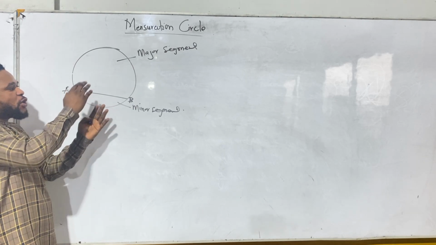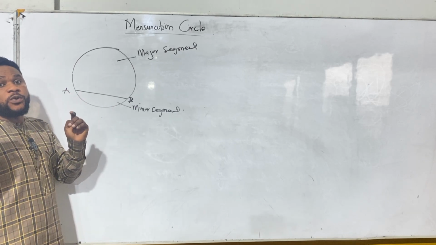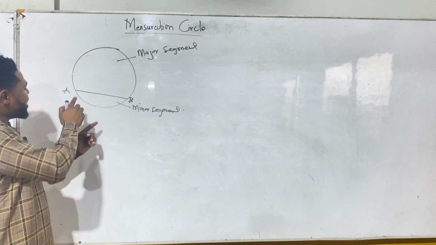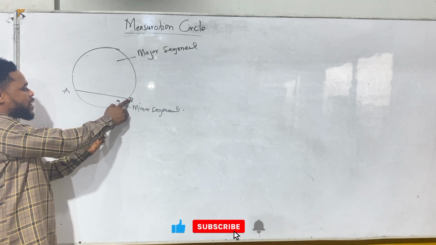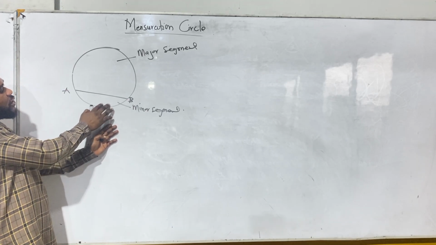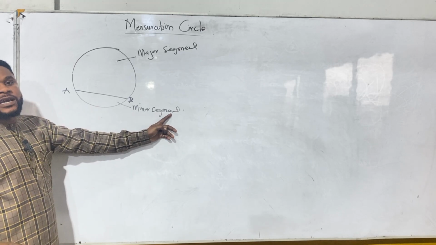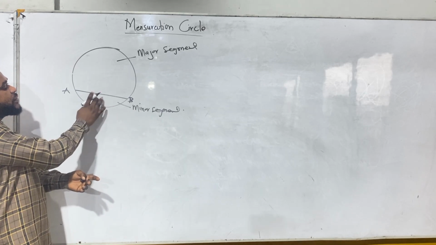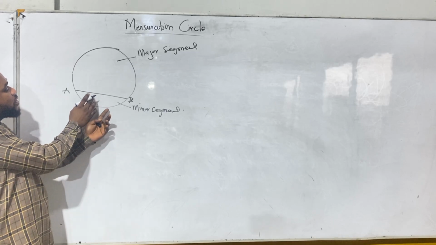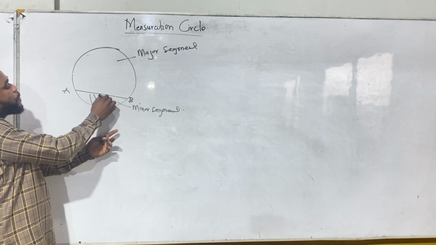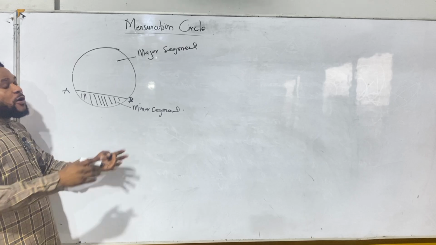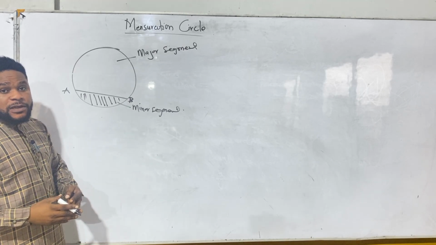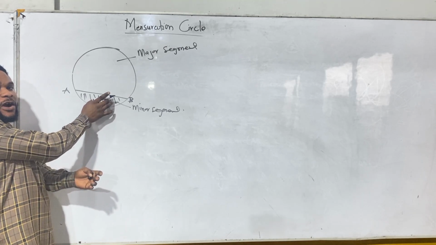All right, and the chord doesn't divide the circle into two equal parts. So we need to know that. So if this line is a chord, the space beneath the chord here is called the minor segment. And to be precise, we can be asked to find the area of this portion. So this portion we see here is what we call the area of what? Minor segment.